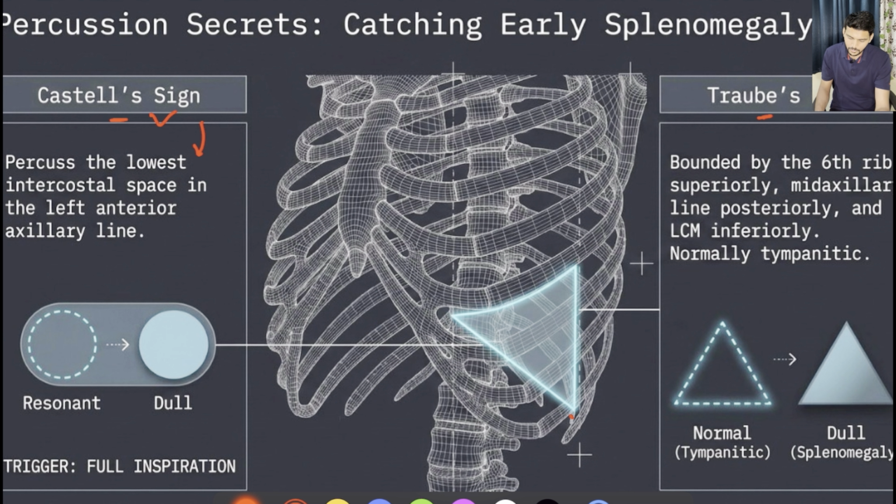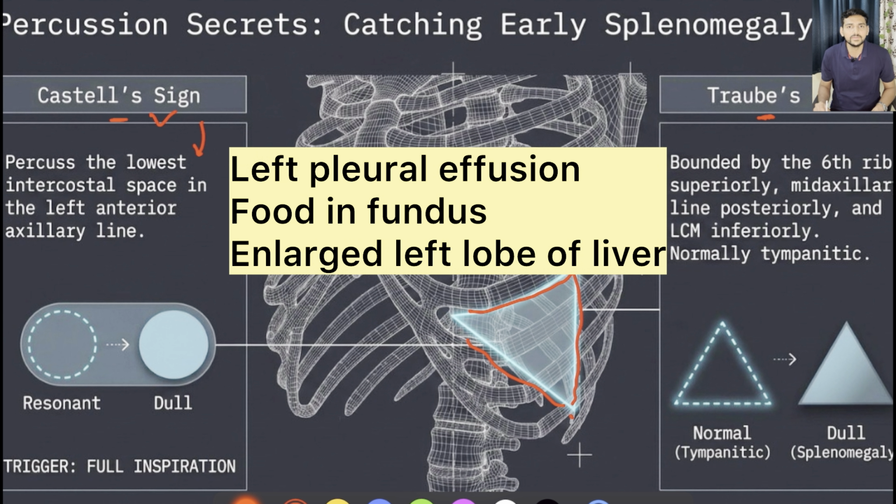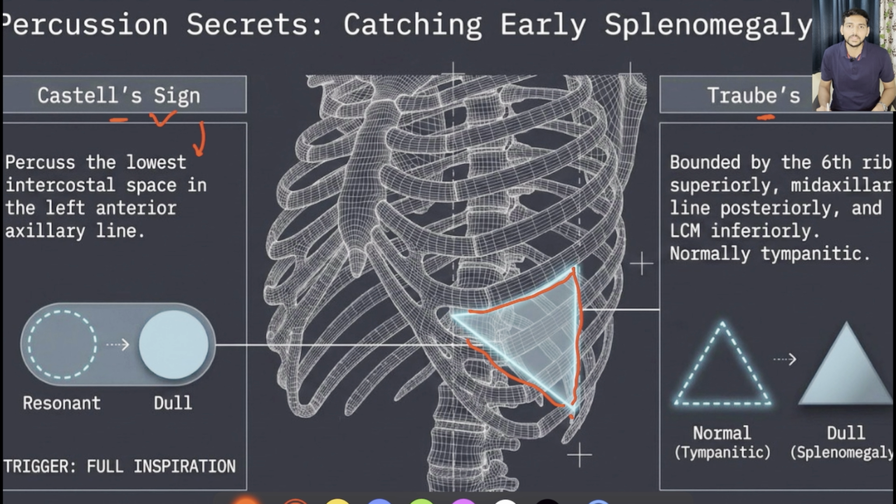When it comes to drop space percussion, this is a semilunar imaginary space bounded by the 6th rib superiorly, the mid-axillary line, and costal margin inferiorly. So in this particular space, usually when you percuss, it will be a tympanic note. Suppose you get it as dull note, it is again an indicator of splenomegaly. There are numerous other causes for dull note in this drop space, but when you have splenomegaly in mind during examination, this is one of the best clues we can say.